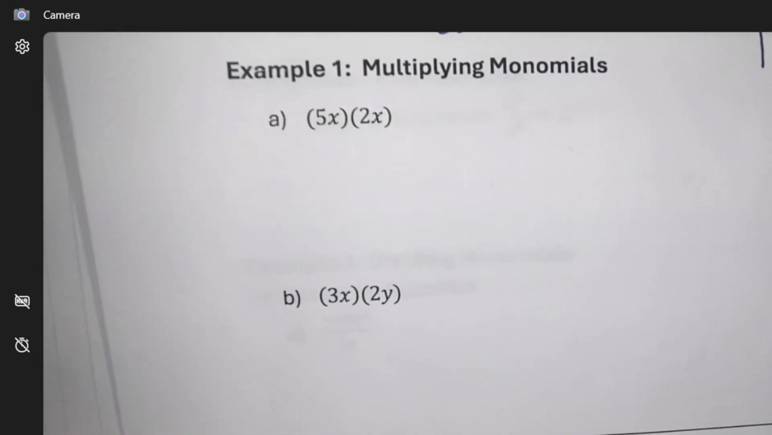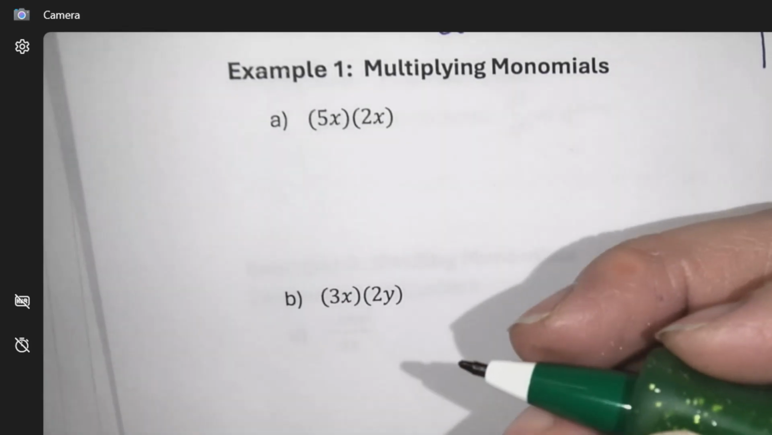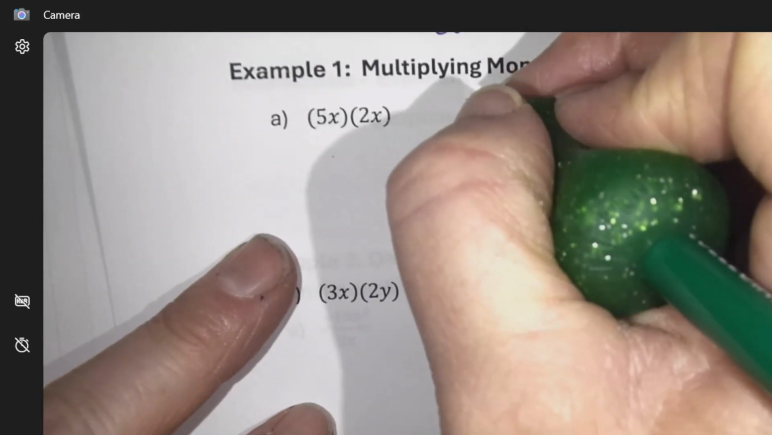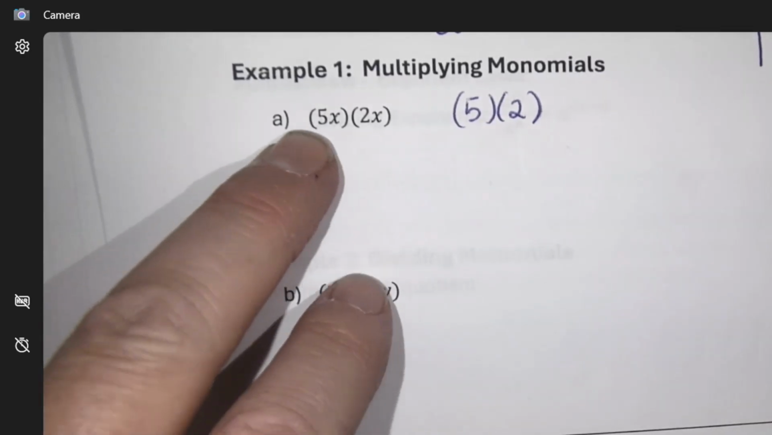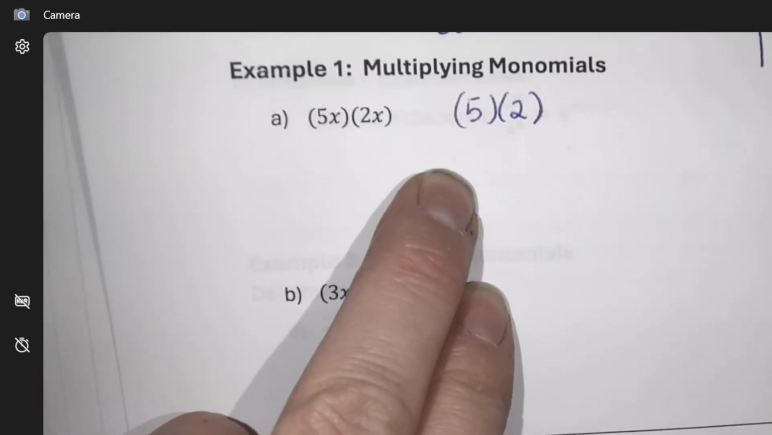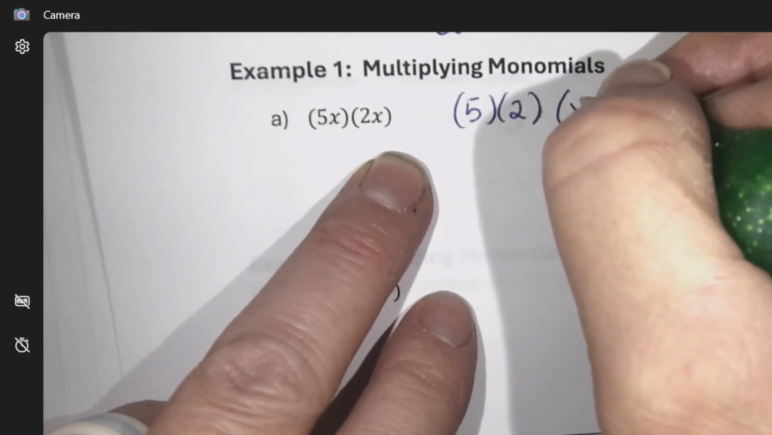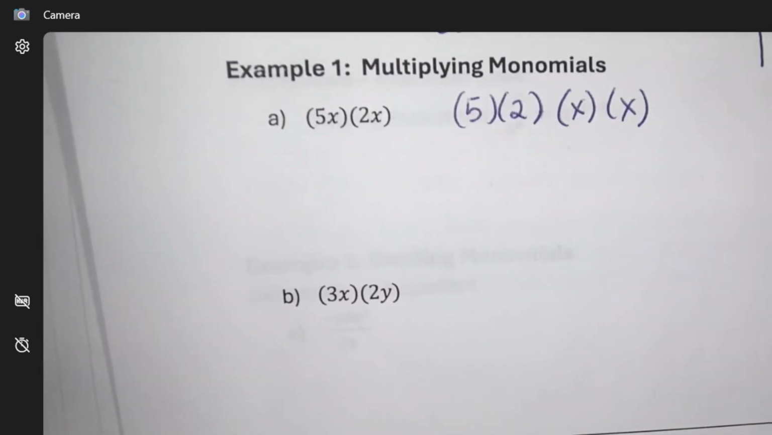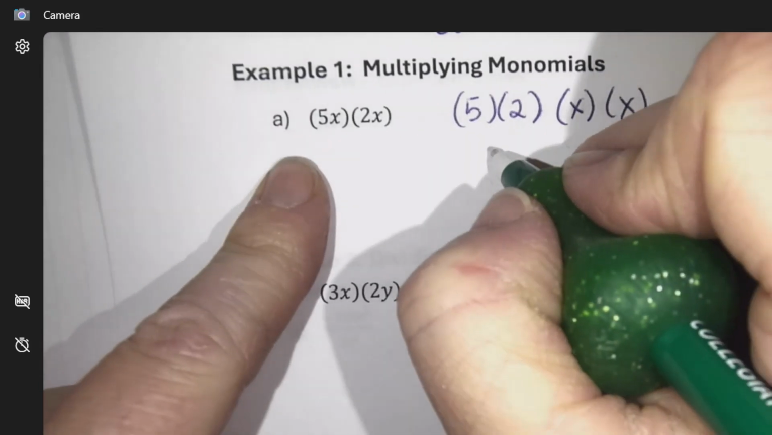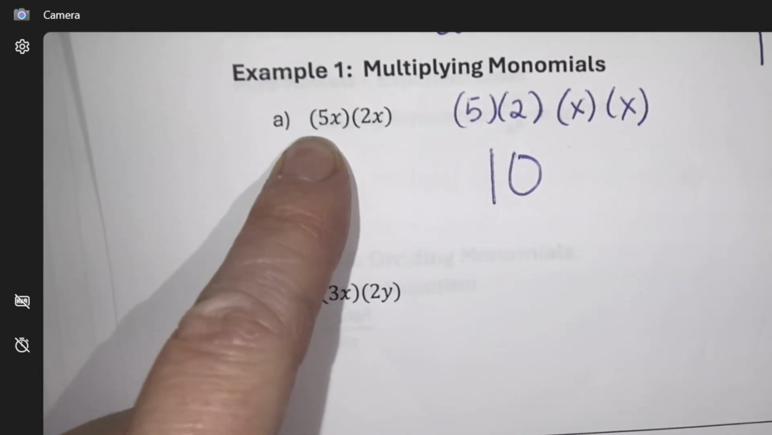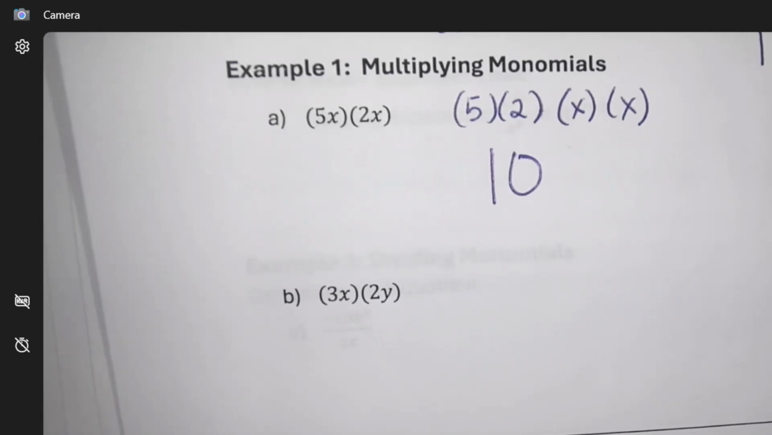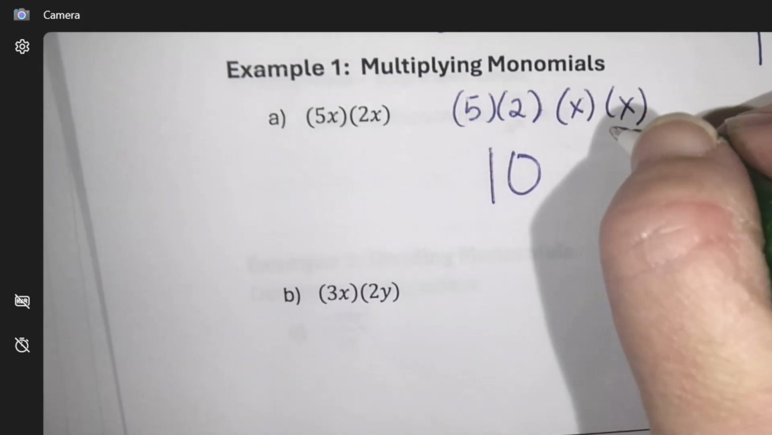Okay, so you can really think about doing this as, hey, what's going on with the coefficients? What's going on with the variables? So in this one, I'm going to do it the long way. I don't normally do it this way. What's going on with the coefficients? Hey, there's a 5 coefficient, and then you're multiplying by a 2 coefficient. And what's going on with the variables? There's an x, and there's an x, another times. So then I've separated my groups. So what kind of coefficient would I end up with? 10. So that's the 5 times the 2. And then what kind of variable am I going to get out of this?